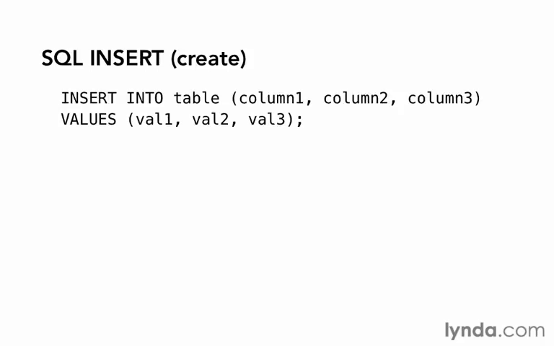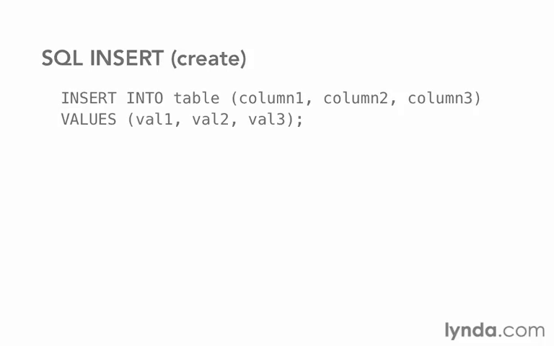And of course, it's common sense that those values need to be in the same order as the columns. Otherwise, it wouldn't know where to put them. So val1 is going to go into column 1, and val2 will go into column 2. And of course, there need to be the same number of values as there are columns. They're going to need to match up. And that's it. That's all there is to doing an SQL insert statement.